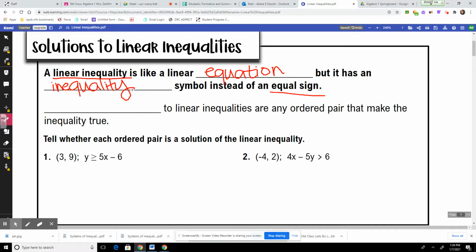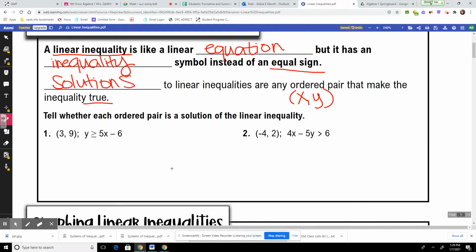Solutions to linear inequalities are any ordered pair that makes the inequality true. So if I have an ordered pair x and y, and it makes the inequality true, I get a true statement of that ordered pair, that means that it's a solution. So solutions to linear inequalities are ordered pairs that make the inequality true.